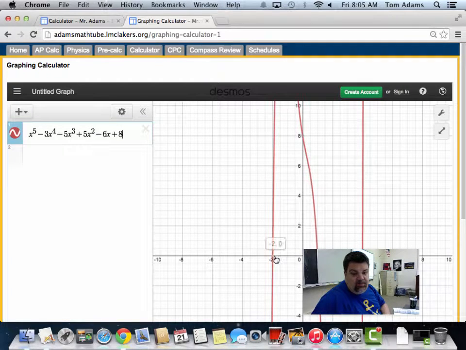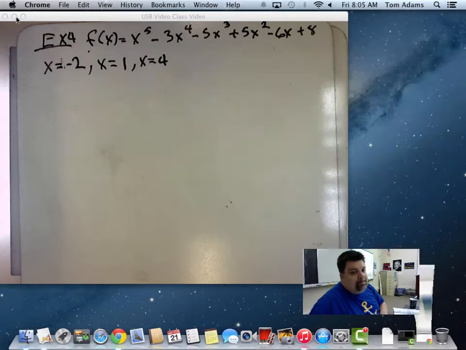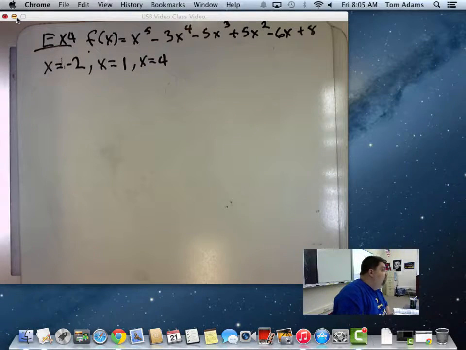Alright, so look. By graphing it, it looks like it crosses right here at -2, 1, and 4. Okay? Does that make sense? So those are real solutions. It's a 5th degree polynomial, so what does that mean, possibly? Well, what it means is that there's probably a pair of complex solutions, right? Because there should be 5 solutions total.